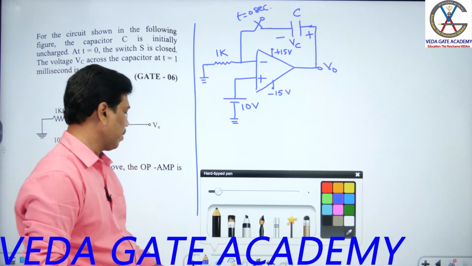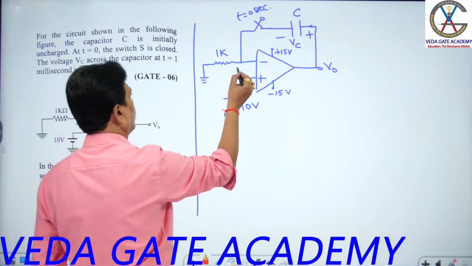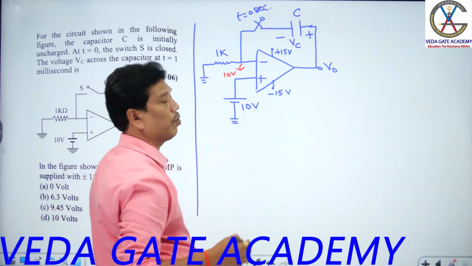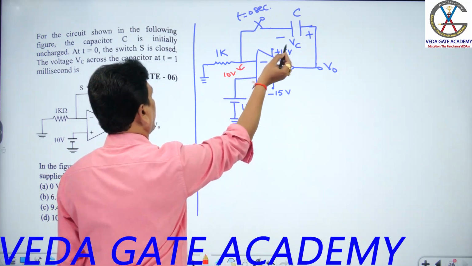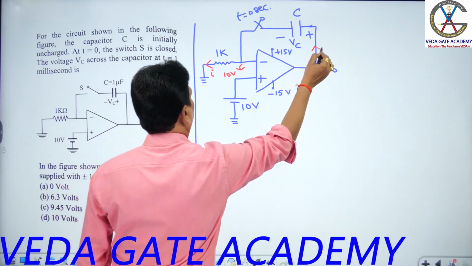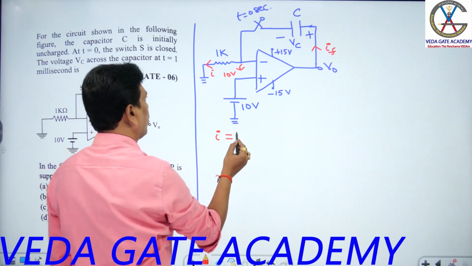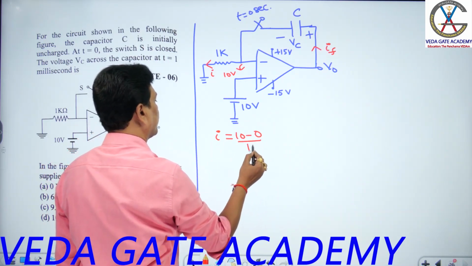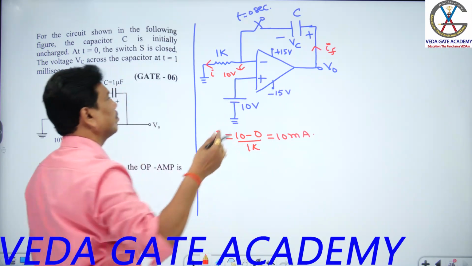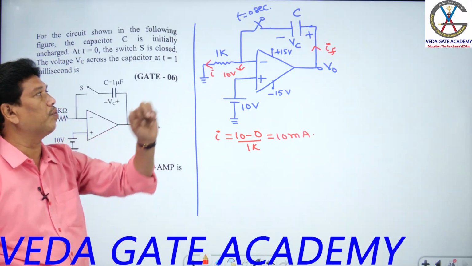So this is the circuit diagram. Now, using virtual ground, this node is also at 10 volts. Now I assume that the corresponding current in this branch is I, here IF. What is I? I equal to (10 minus 0) by 1 k, that equal to 10 milliampere.